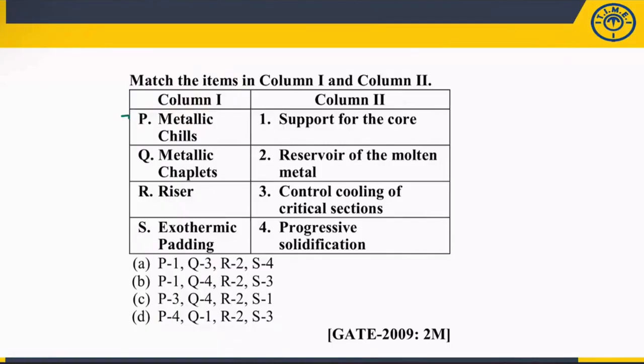Now, again, these are not a single question. Why am I taking this? Because they can frame 1 mark questions as an MCQ also. What are metallic chills and chaplet? Why are we using them? So they will frame the options. Okay, so what will be the answer for P? Try to find out first of all which answer is 100% correct. I hope for riser you know that riser is a reservoir of molten metal. R is 2. Right? Riser is a reservoir of molten metal. What about the second?